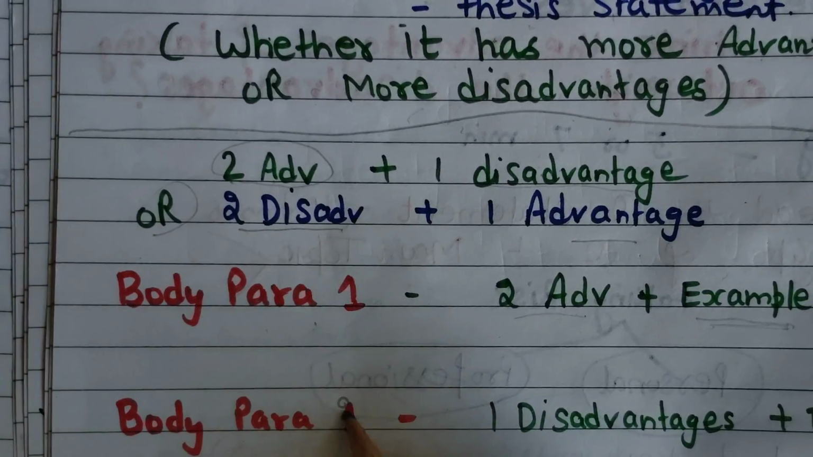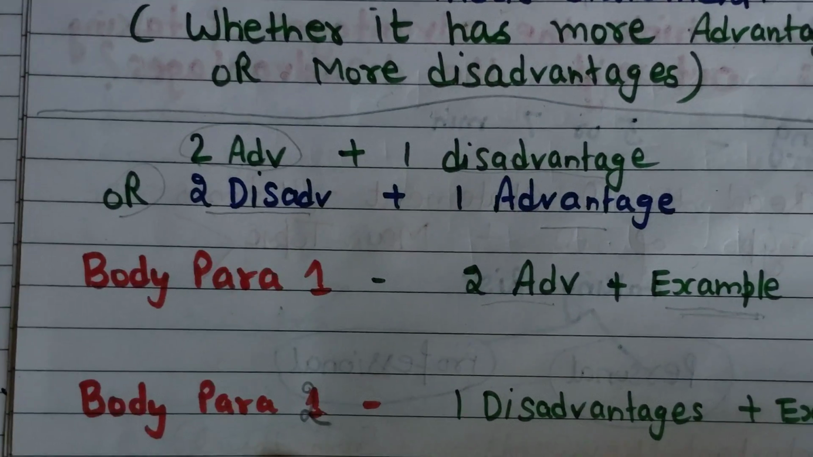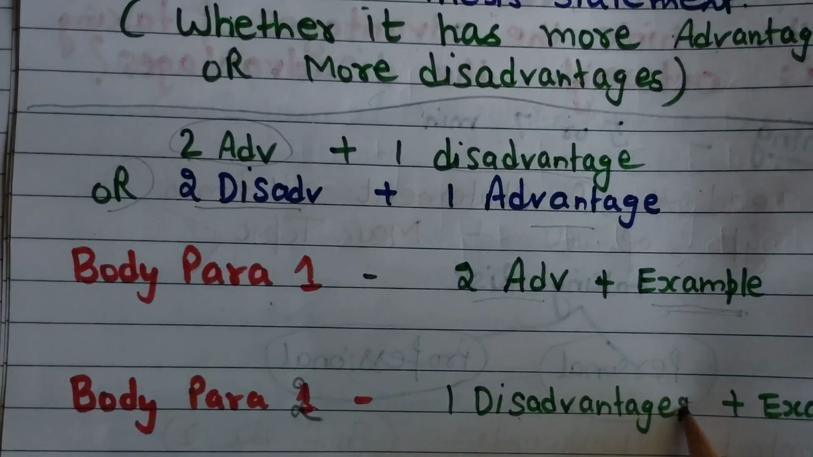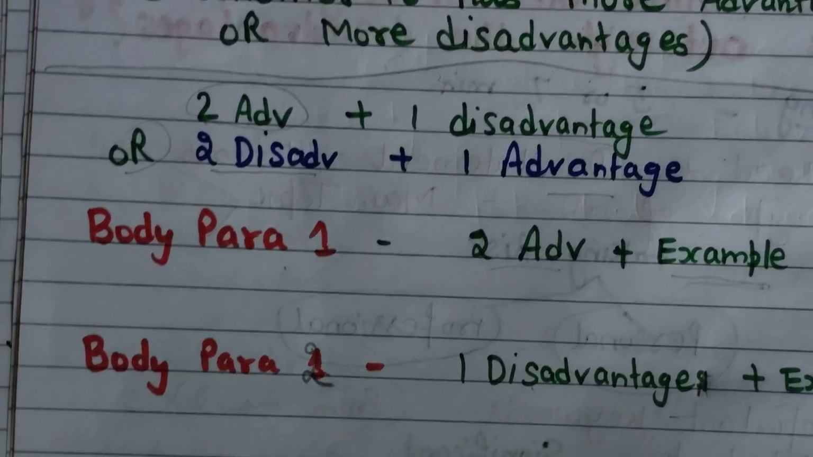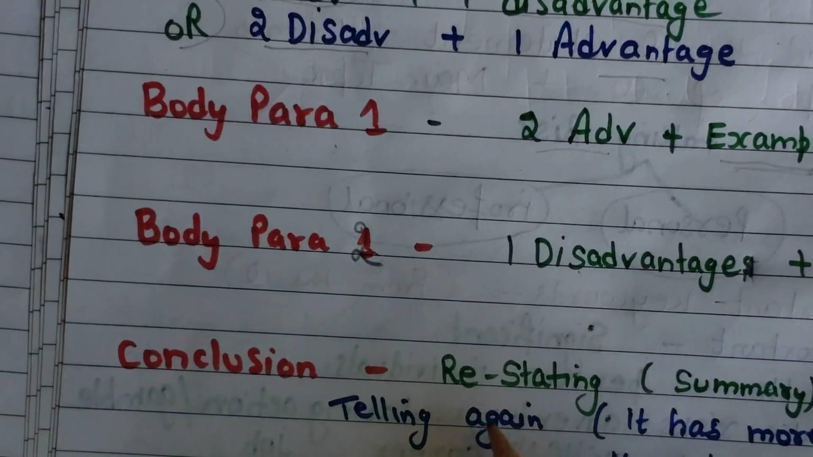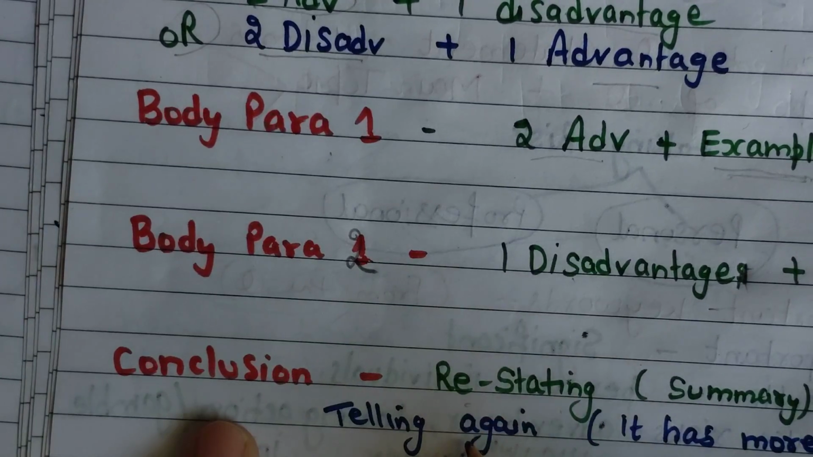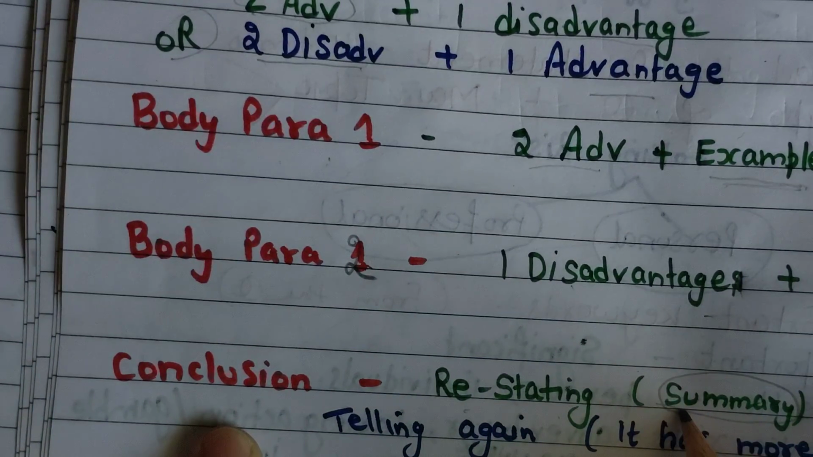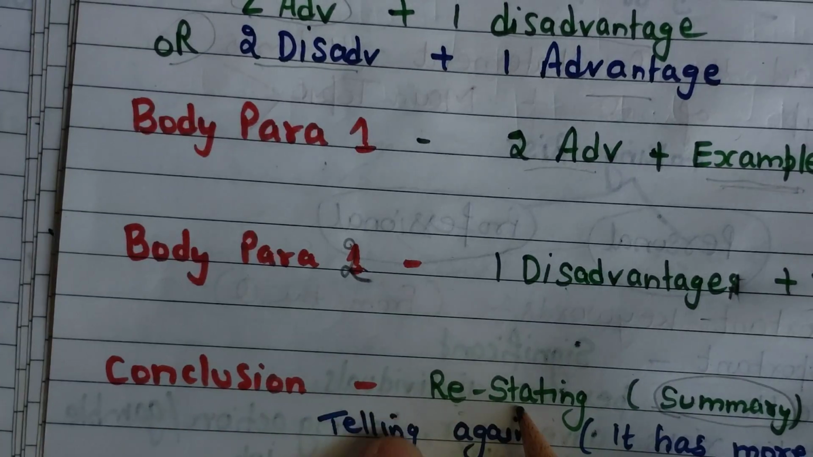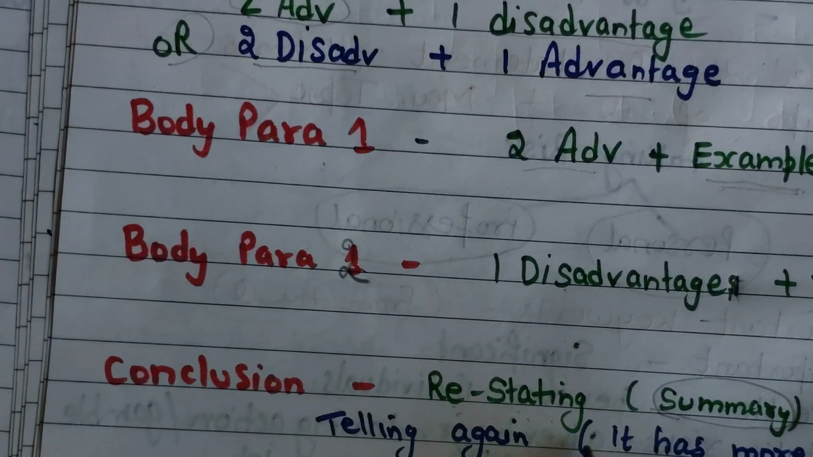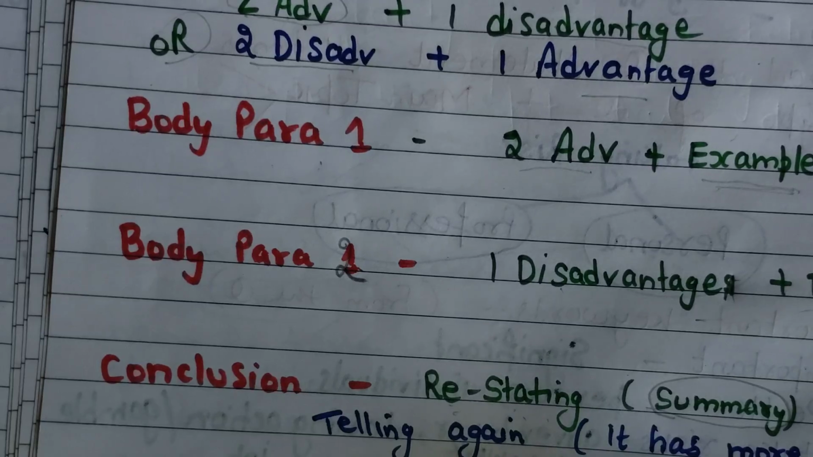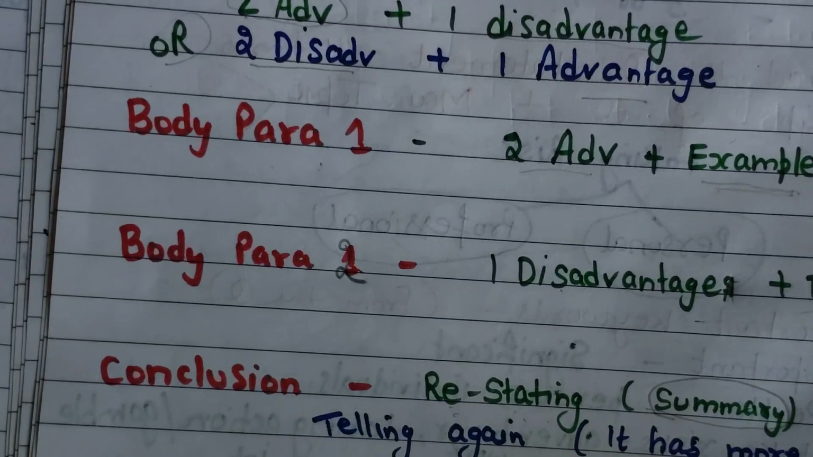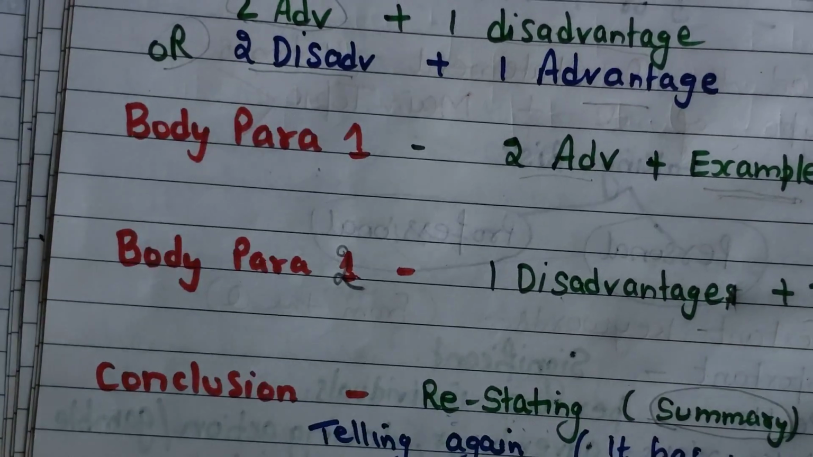So this is body paragraph 2: one disadvantage plus one example. Okay, and in conclusion, of course, restating. So for the conclusion, you should understand, it means you are going to write the summary of the whole essay. It means you are restating the topic, with the points that you have discussed, and telling them again: it has more benefits than drawbacks. Okay, this is the format.